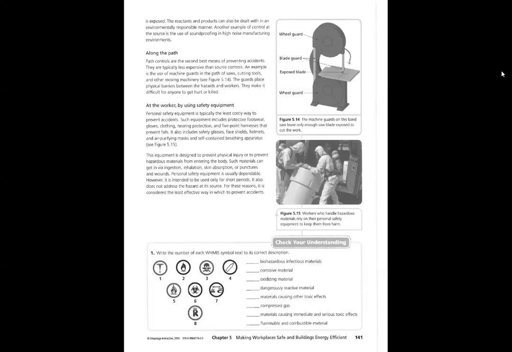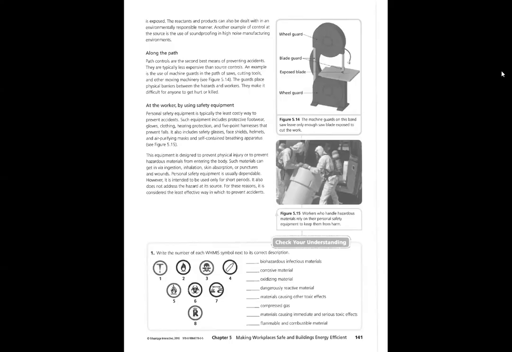Sorry, not 3 marks, it's worth 4 marks. Sorry, page 141 is worth 4 marks, half a mark for each one. It's got 8 different WHMIS symbols, and you have to say which one is which. So for the first one, biohazardous infectious materials, use the ones from page 140, not the ones we just saw online, because they're slightly different.